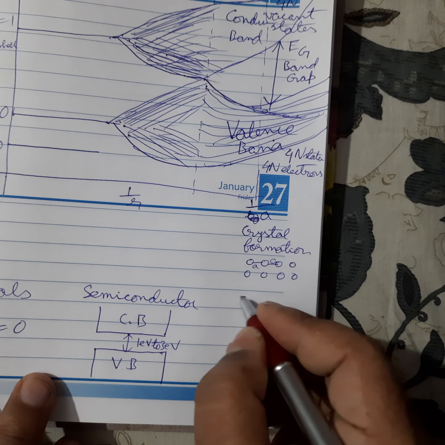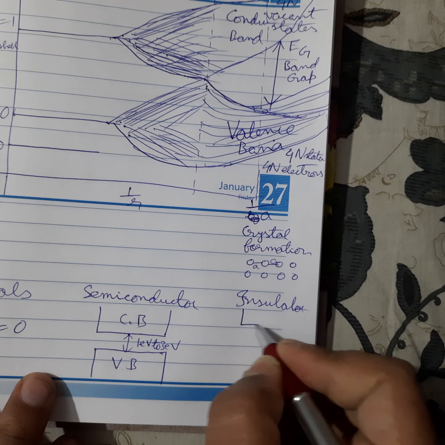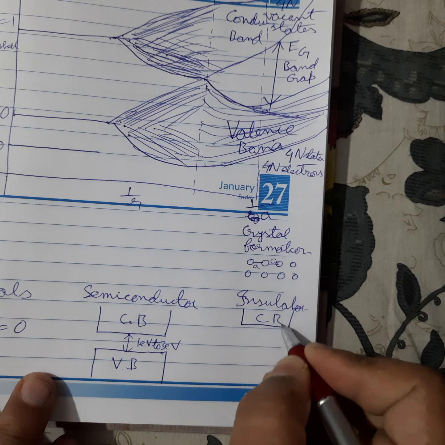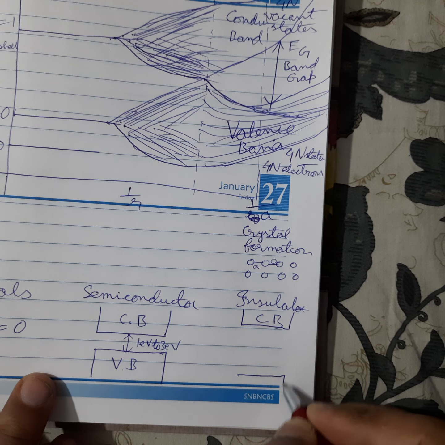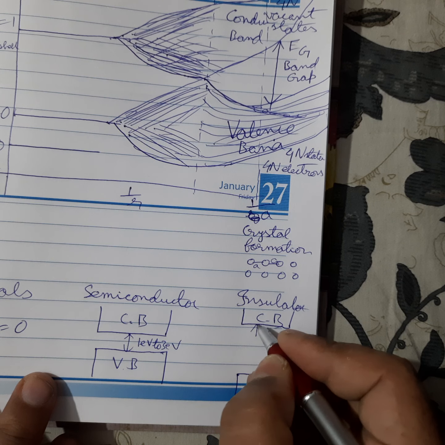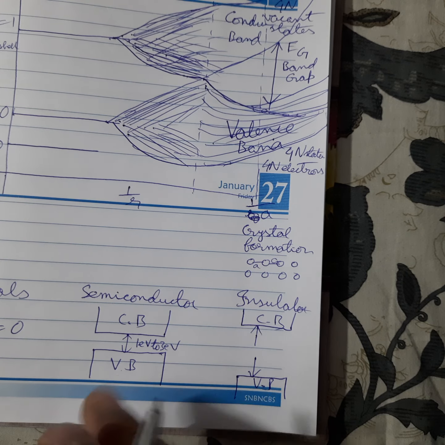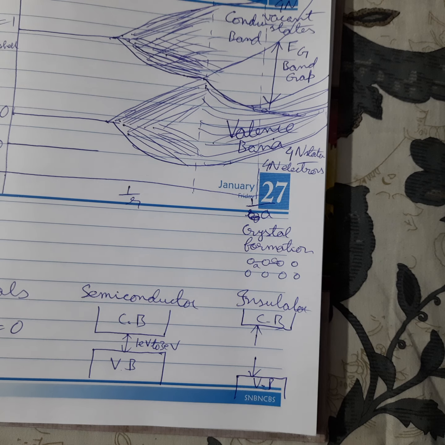And in an insulator, the gap is very, very high. This is the conduction band and this is the valence band, and the gap is very, very high. So this is how you can classify between metal, semiconductor, and insulator.